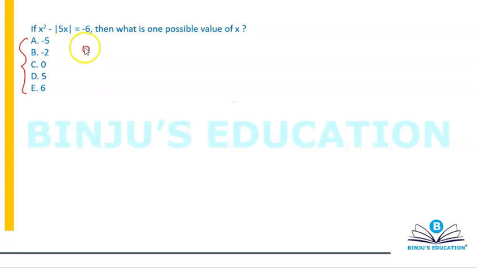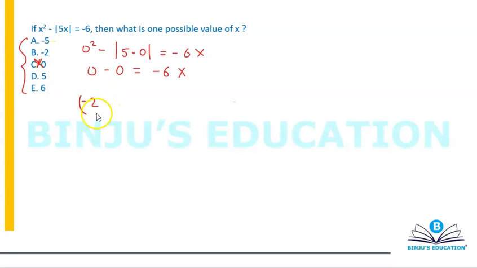So 0 square minus modulus of 5 into 0 is equal to negative 6. Now this will not satisfy because this will give me 0 minus 0 is equal to negative 6, and this is never true. So which means C is out. C is definitely out. Then I'll go with negative 2 because negative 2 is the next one which is easiest for me to solve.